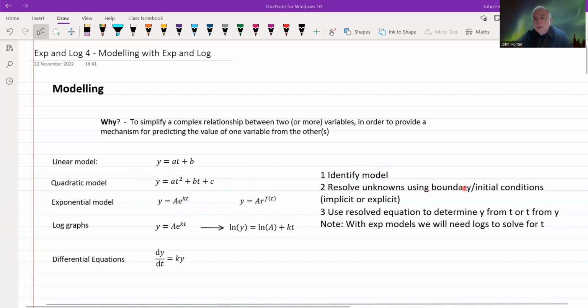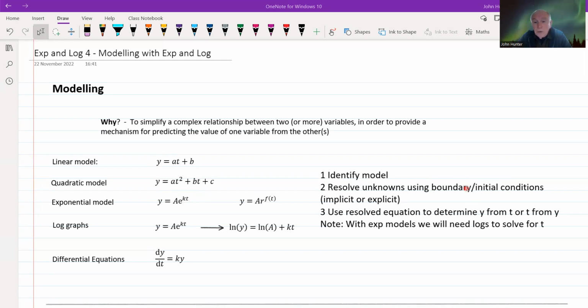Now, boundary conditions are a pair of values of y and t in this case, that if we substitute them into the equation, will help us to actually resolve for the unknowns. Initial conditions are a special form of boundary condition, basically where t equals 0, and tend to relate to time-based problems.